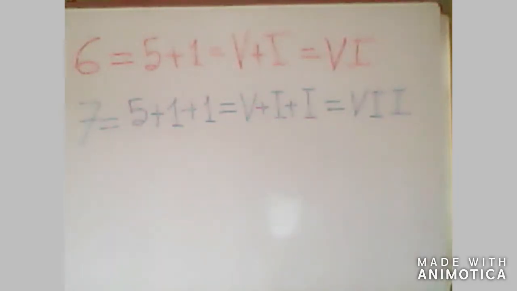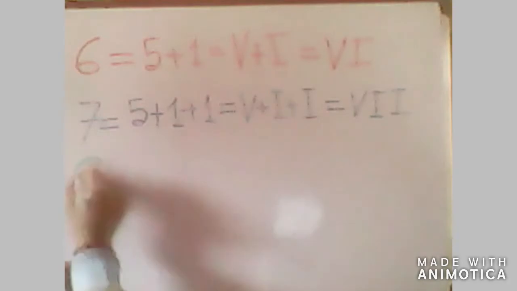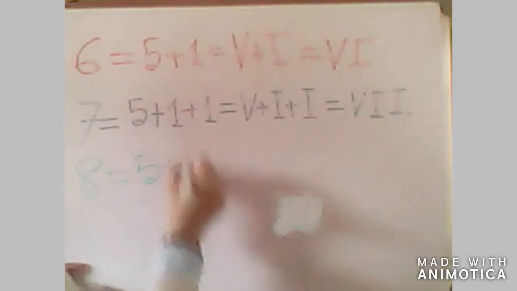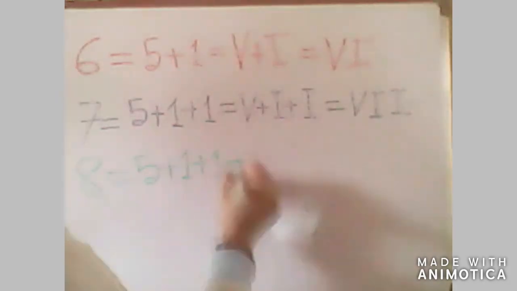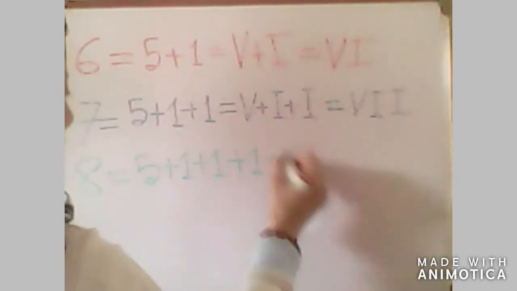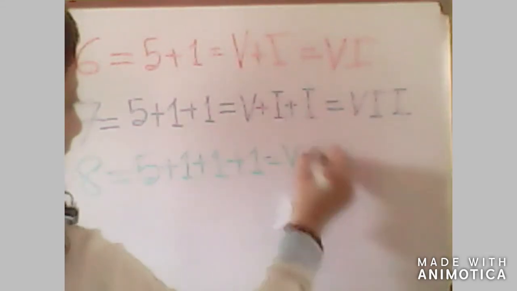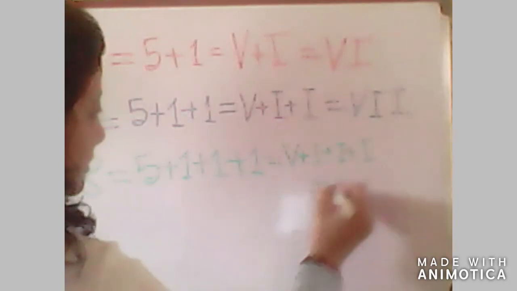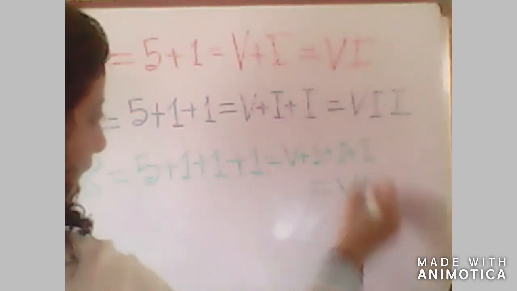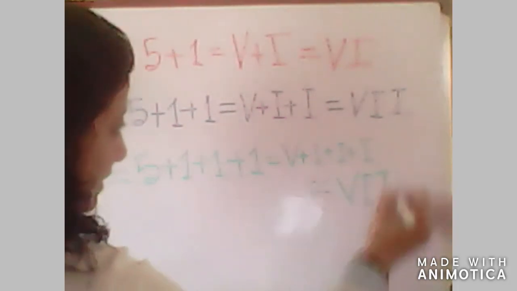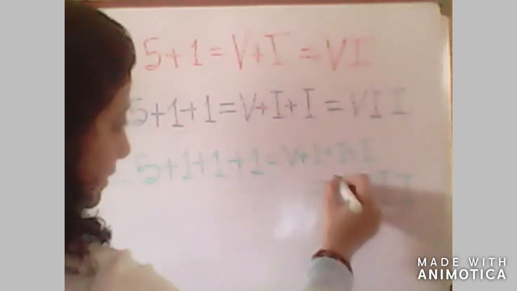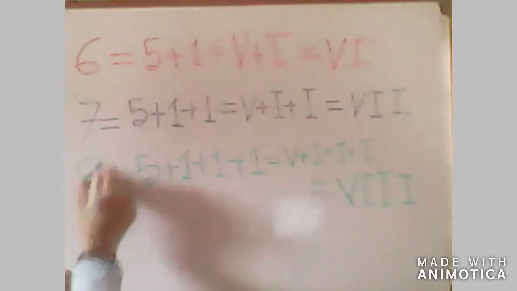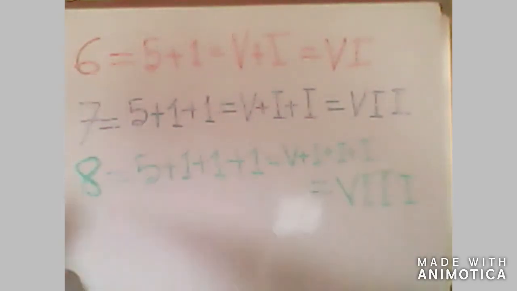In the case of 8, 5 plus 1 plus 1 plus 1 is equal to V plus I plus I plus I is equal to VIII, means 3 I's. After V there are 3 I's. This is number 8.